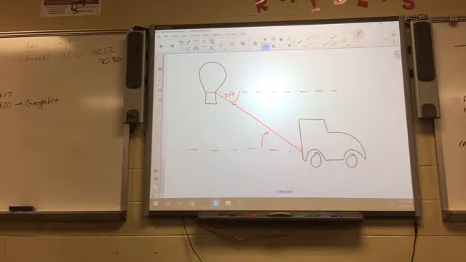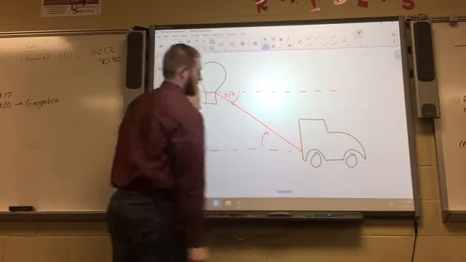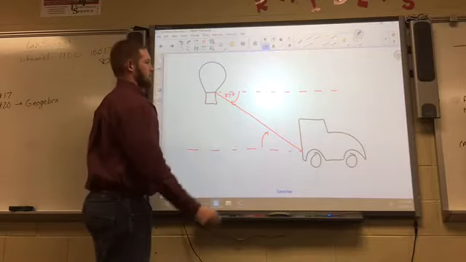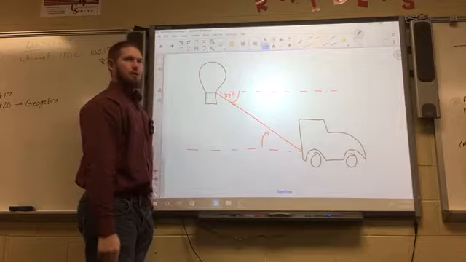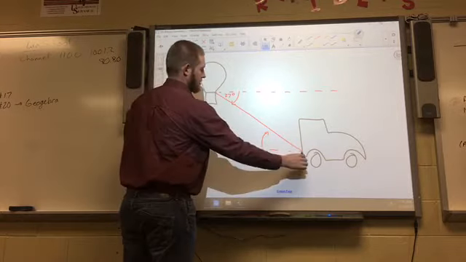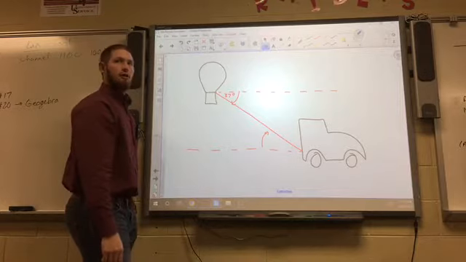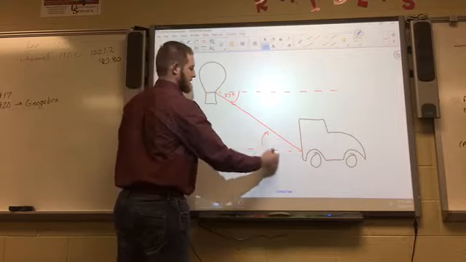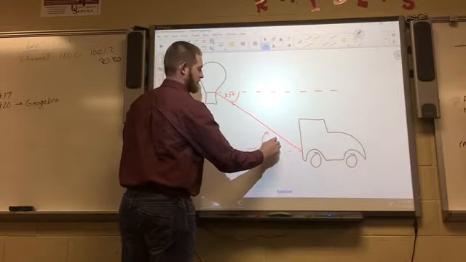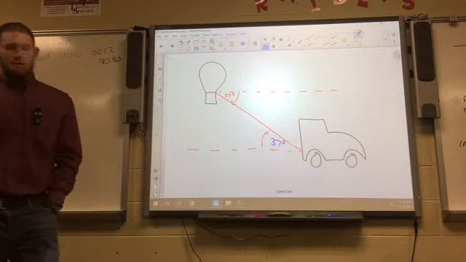So what the question is, and what they have labeled as angles 1 and 2, they want to know what is the relationship between the angle of depression looking down from the balloon compared to the angle of elevation looking up from the car. They should be alternate interior angles, right? So this angle must be 37 degrees.